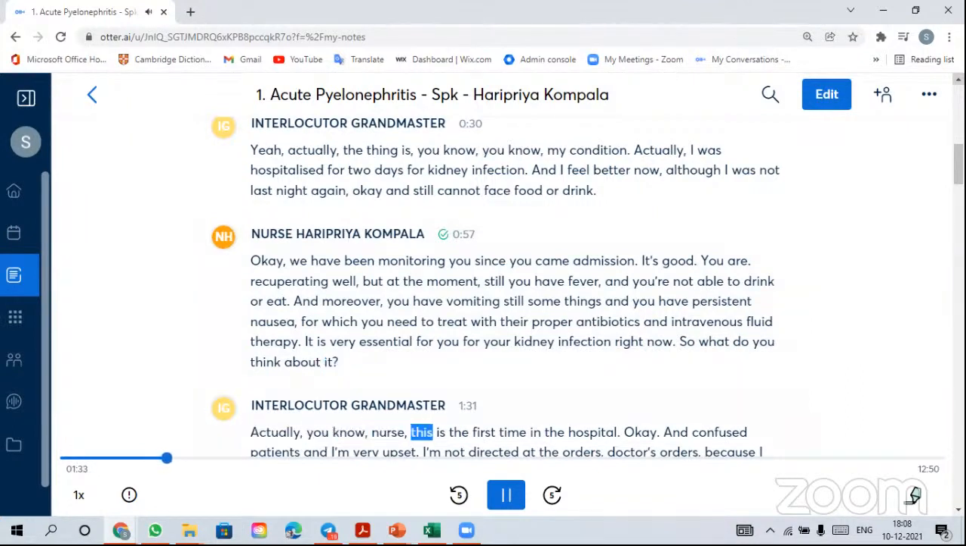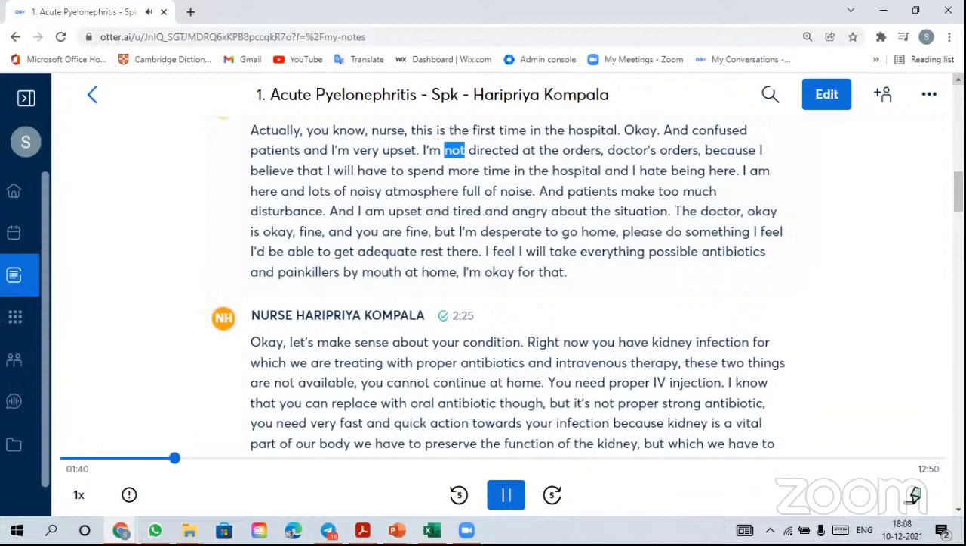Actually, nurse, this is the first time in the hospital, and I am very upset. I am not happy with the doctor's orders, because I believe that I will have to spend more time in the hospital, and I hate being here. It is a noisy atmosphere, full of noise, and patients make too much disturbance, and I am upset and tired and angry about this situation. The doctor says I am fine, but I am desperate to go home. Please do something. I feel I'll be able to get adequate rest there. I will take everything possible, antibiotics and painkillers by mouth at home. I am okay with that.